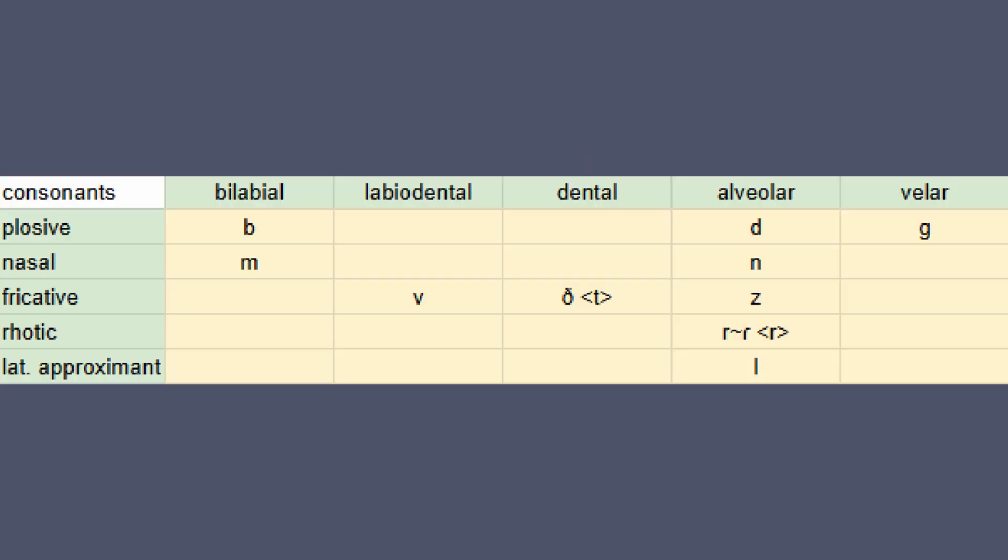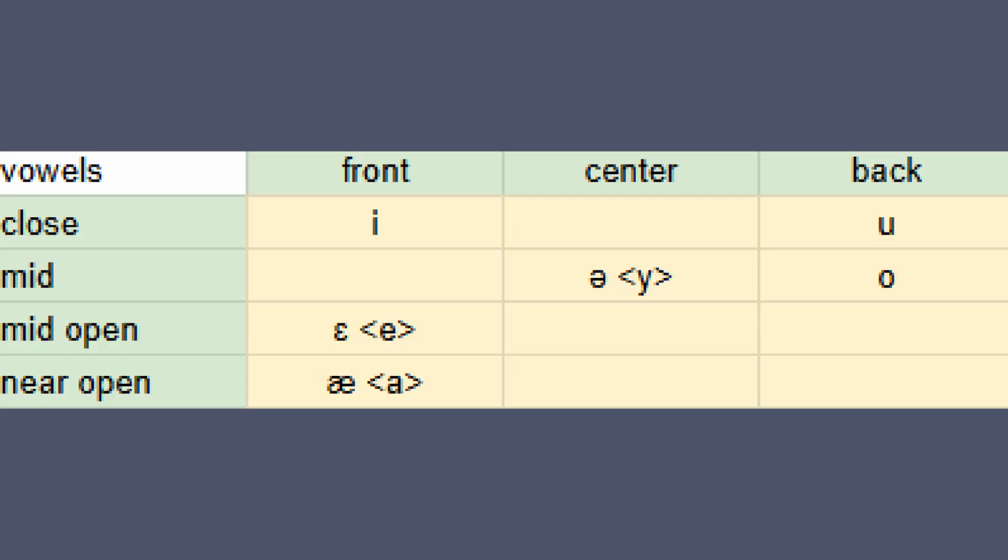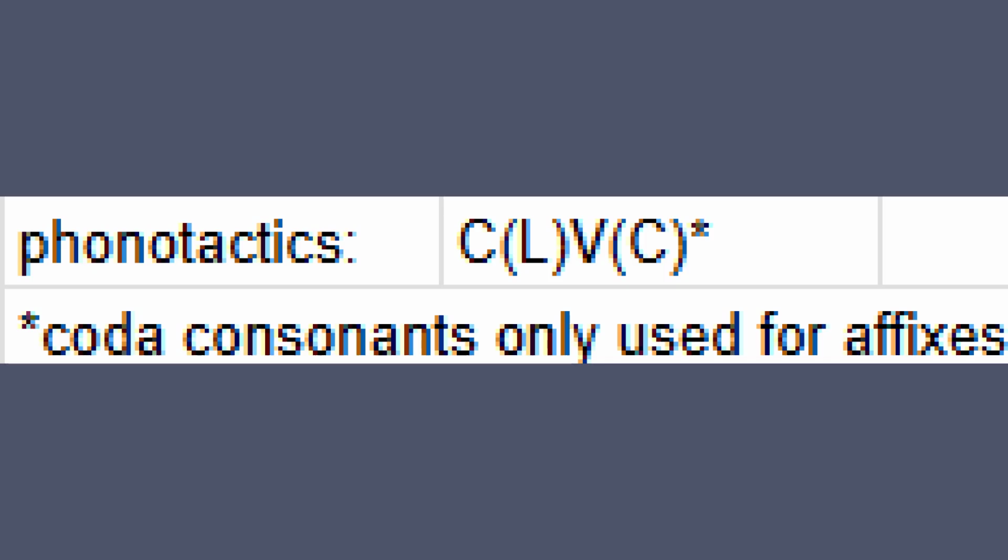Phonology. The consonants of this language are as follows. B, D, G, M, N, V, Z, Z, R, and L. And the vowels are E, U, O, E, and A, with phonotactics of consonant, optional liquid, vowel, optional coda consonant. Coda consonants only get used in affixes.